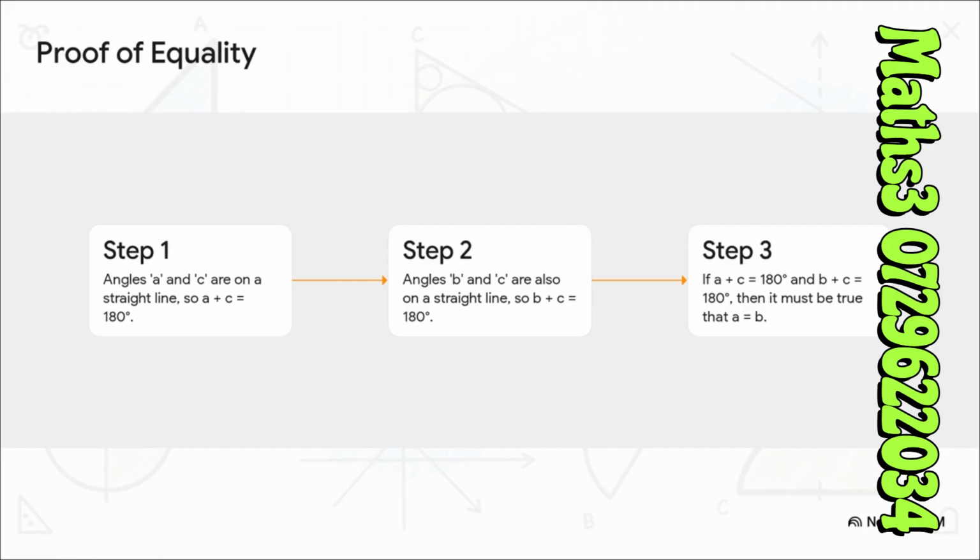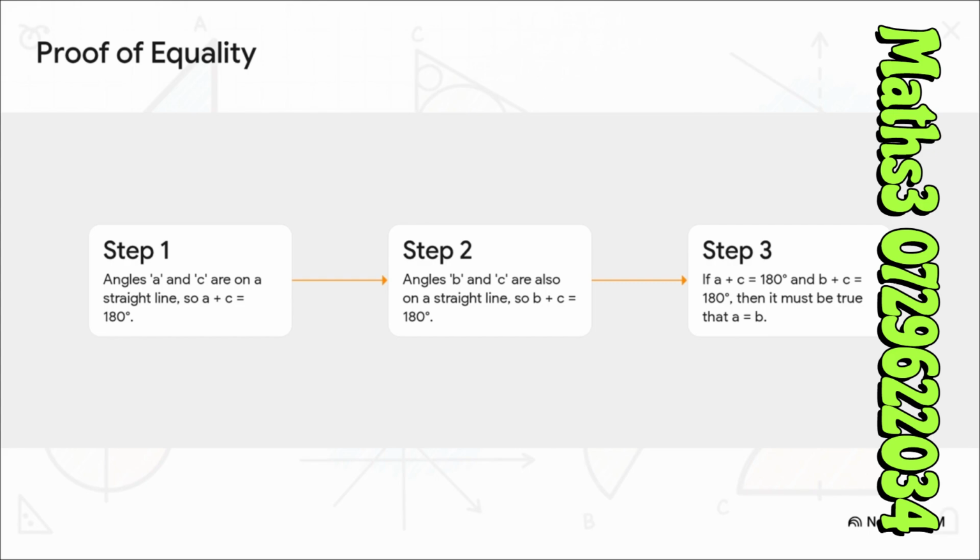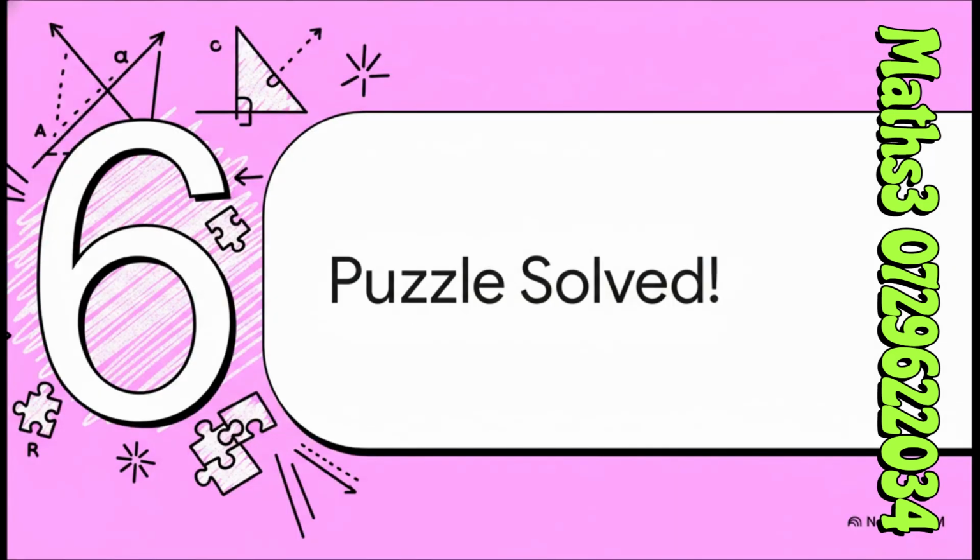Look at step 1. Angle A and angle C are sitting on a straight line, so we know they add up to 180 degrees. Got it? Now look at step 2. Angle B and angle C are also on a straight line, so they also have to add up to 180. So wait a second. If A plus C is 180 and B plus C is 180, then that means A and B have to be the exact same number. It's pure logic.